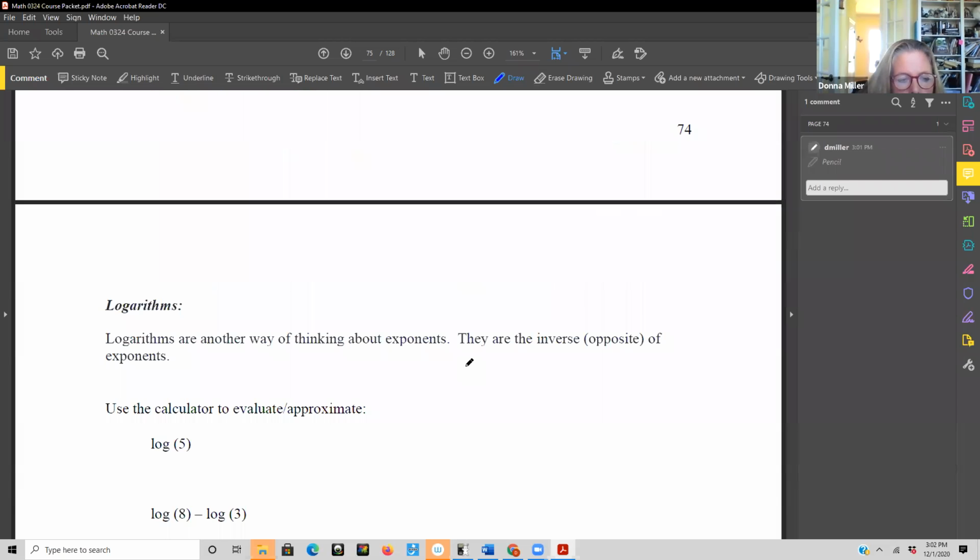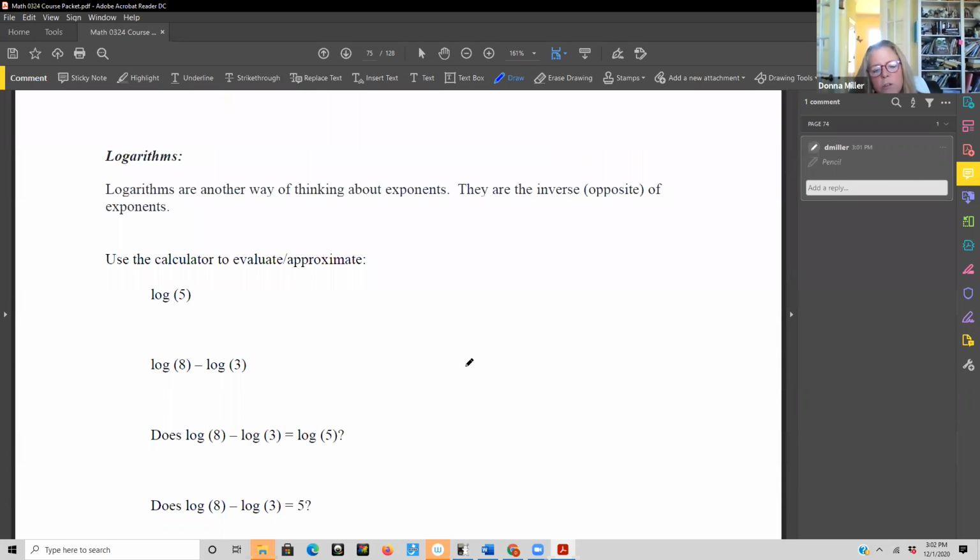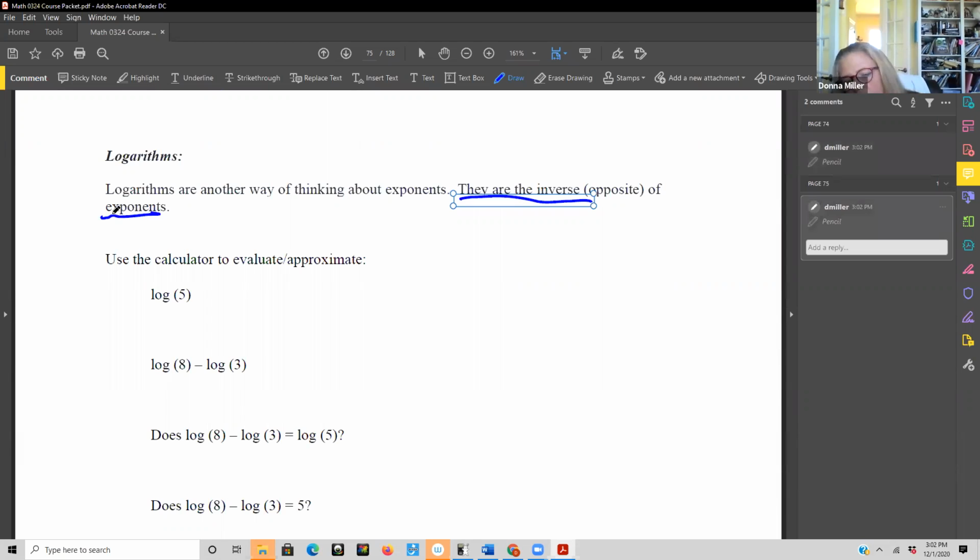All right, so a log, we're going to do some of this on the calculator, and then we're going to talk about what a log is. I would rather talk about what it is first, but basically, logs are the inverse of exponents. So a log is something that undoes an exponent.